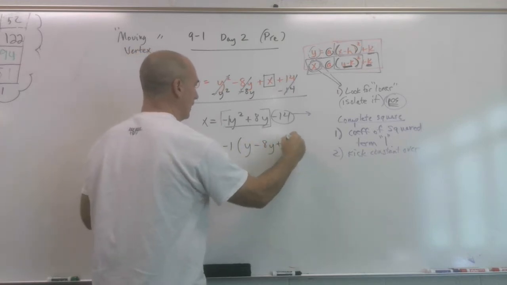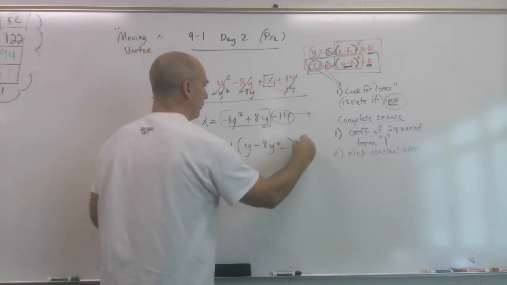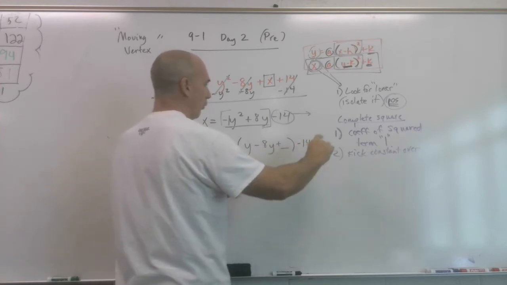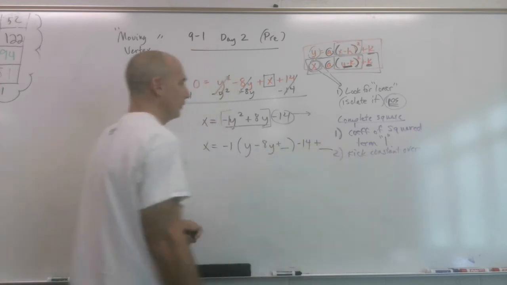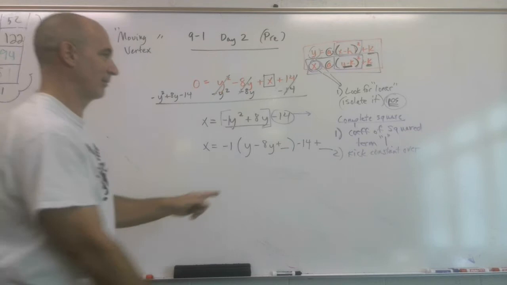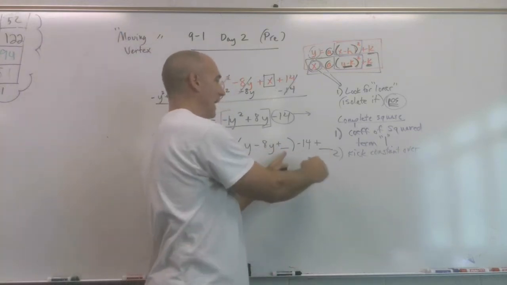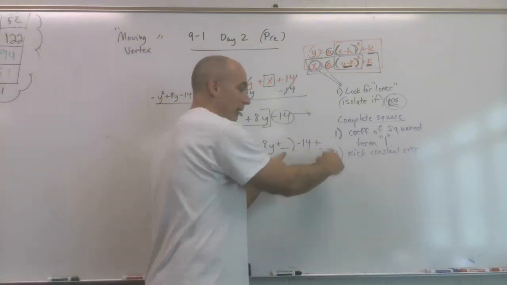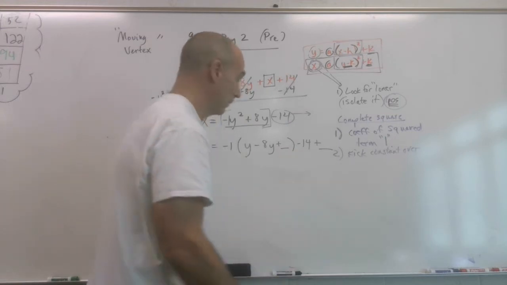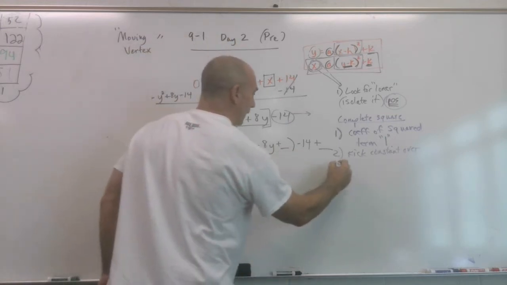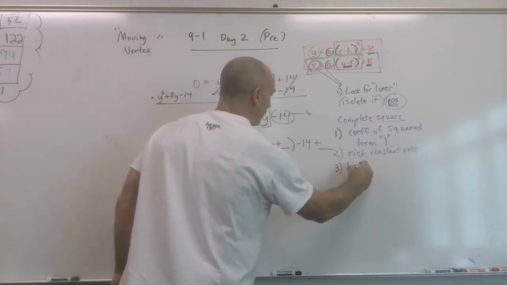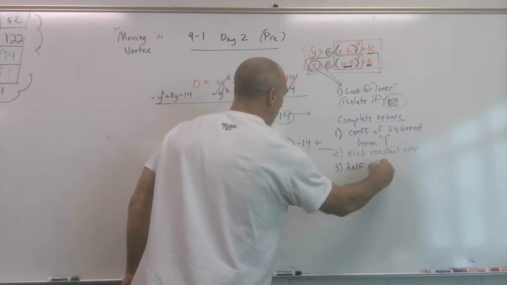I'm going to create a space. Now, the 14 got kicked over, and now I'm going to create another space. This is going to be a balancing act. If I add something here, I got to do the opposite here, and that's going to have a little twist to it.